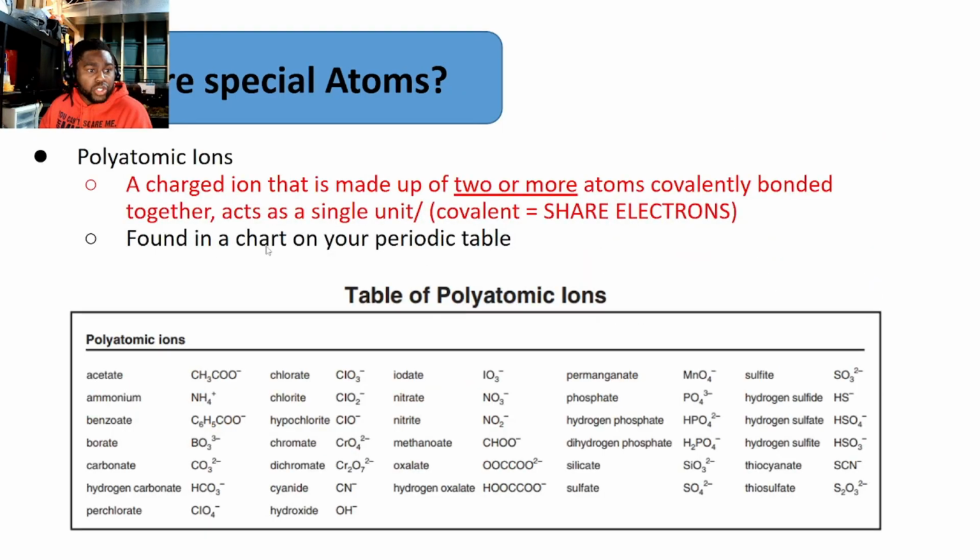Okay, found in a chart on your periodic table. Like I said, you'll get these if you ever need them. They'll be on your periodic table for you guys. So you just need to kind of recognize them and go, oh, we have a sulfite polyatomic ion. What is the net charge? Well, it's -2.